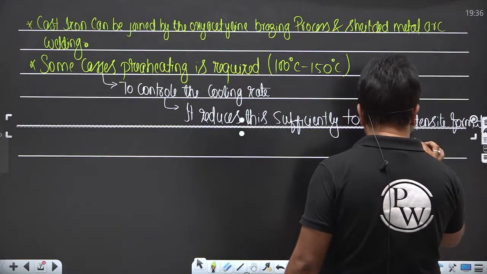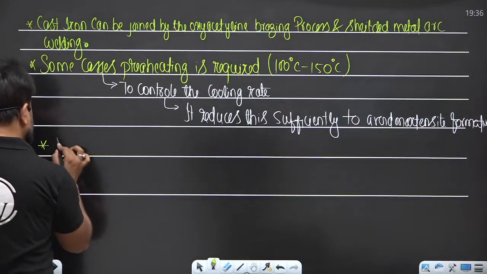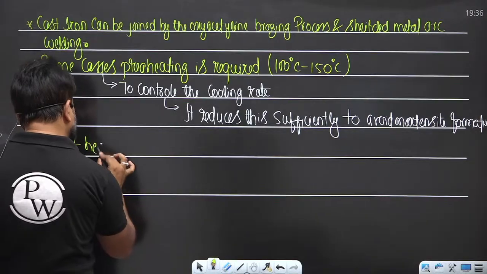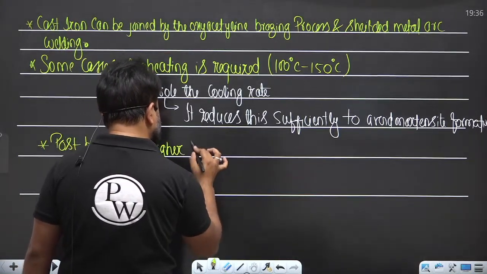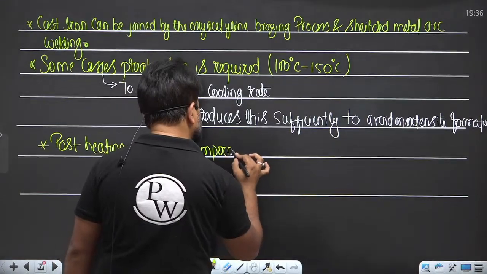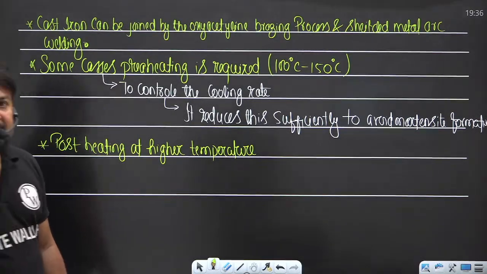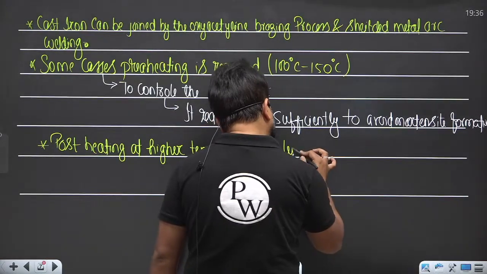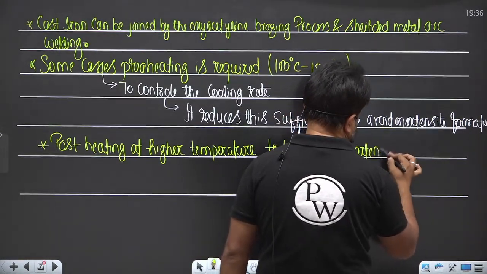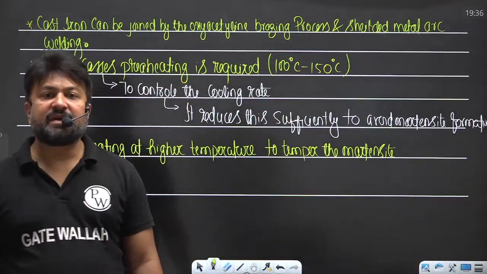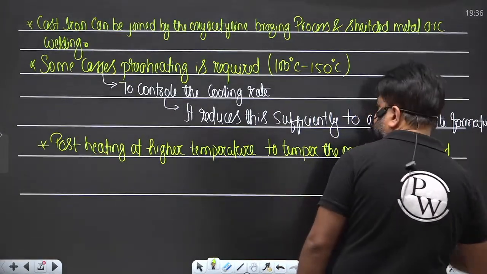Okay, so here I'm going to write. Please listen. Post heating at higher temperature to temper the martensite is required. So somehow you can manage the formation of martensite.